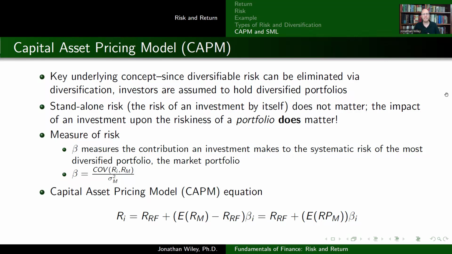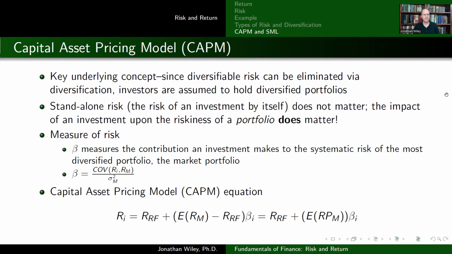The basic idea underlying this particular model, the capital asset pricing model, is that since diversifiable risk can be eliminated through diversification, and if you're wondering about that, go back to my prior video about diversification, this model is assuming that we've already done that. So we're assuming that we have a diversified portfolio that has eliminated the diversifiable risk. So I don't have to worry about diversifiable risk at all. All I'm thinking about is the systematic risk then. So the diversifiable risk is gone.